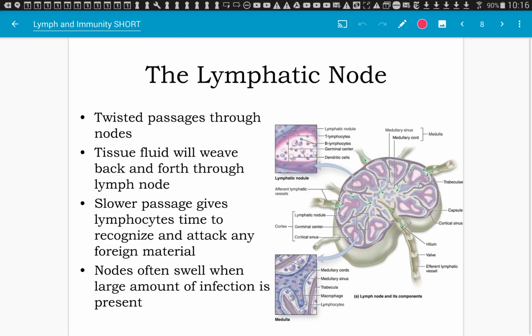Okay, so looking at the lymph node, it has a really unique structure. First of all, I'm going to point out a few things here. You have lymphocytes that live in the lymph nodes. That makes sense. They're named for where they're found. This is a type of white blood cell, and they are designed to identify something that's foreign or infected and attack it and neutralize it, okay? And we already know that nodes will swell when we have an infection.